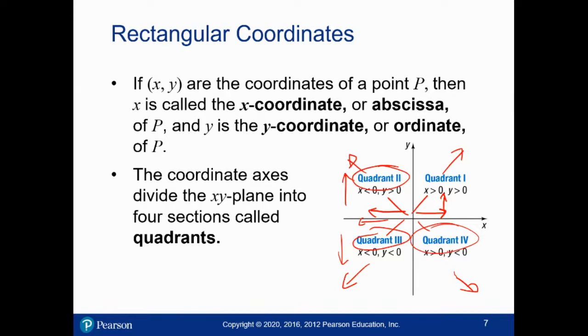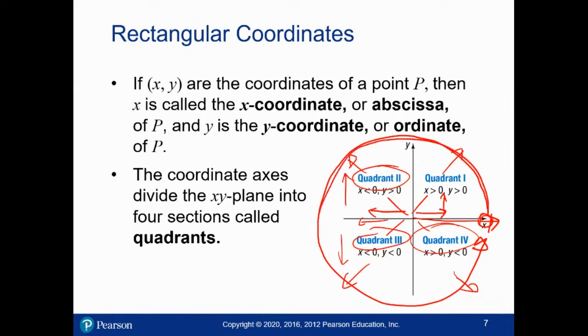And the way to remember the order is start in the positive x direction, just going straight right, and then rotate counterclockwise. And you go through 1, 2, 3, and 4. This notion of starting in the positive x direction, in the right direction, and then rotating counterclockwise is something we're going to do a fair amount later. Start from going straight to the right, rotate counterclockwise, and there's your order, quadrant 1, 2, 3, 4.